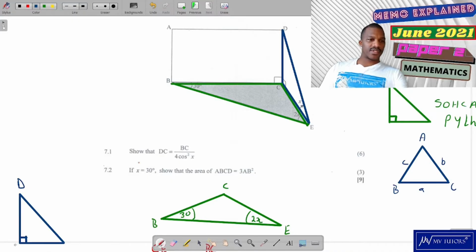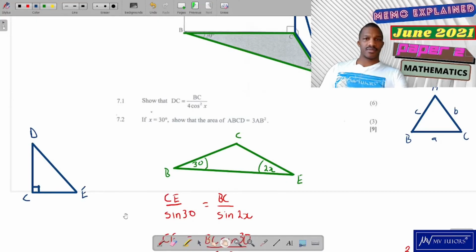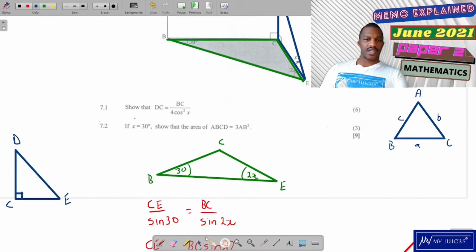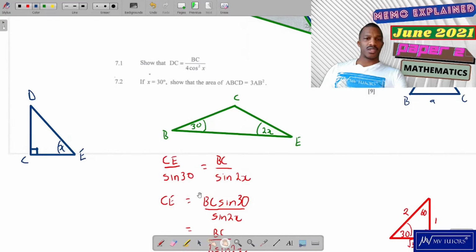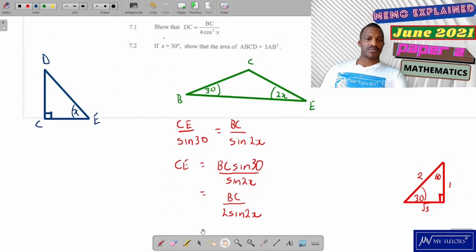And then we have C. And then we have an E over there. Okay, what else do we have? We have an X. We know that's X over there, that angle there. And we have CE. CE we just solved to be BC divided by 2 sine 2x. Okay, there we go. Just make this longer.